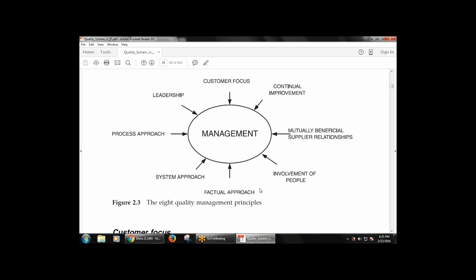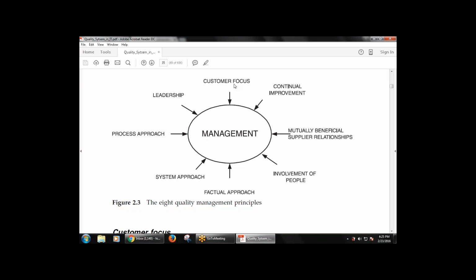The first principle is the leadership. That is, what are the various leadership styles that are available for the management. Then next is the customer focus. That is the focus on the customer. That is also one of the quality management principles that are available. Then there is a continual improvement. That is a continual improvement.